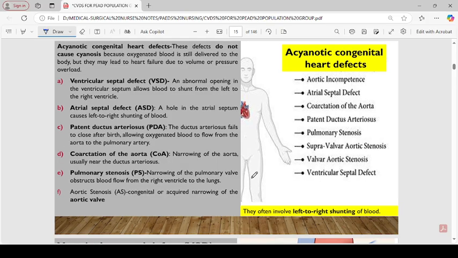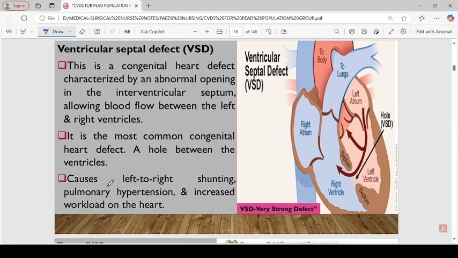The acyanotic disorders do not cause cyanosis because oxygenated blood is still delivered to the body, but may lead to heart failure due to volume or pressure overload. Some examples of these disorders include ventricular septal defect, atrial septal defect, patent ductus arteriosus, coarctation of the aorta, pulmonary stenosis, and aortic stenosis. So we have 6 major acyanotic disorders that do not cause cyanosis. Remember, the shunting is usually left to right after oxygenation has already taken place in the lungs.